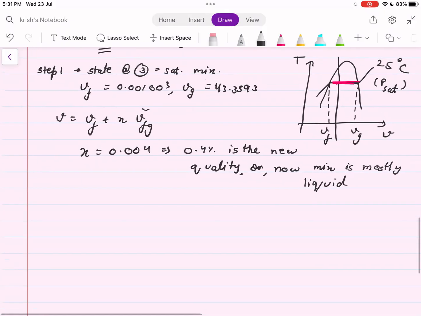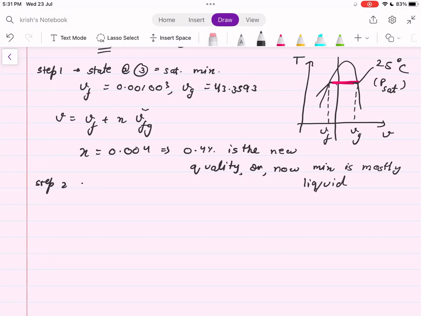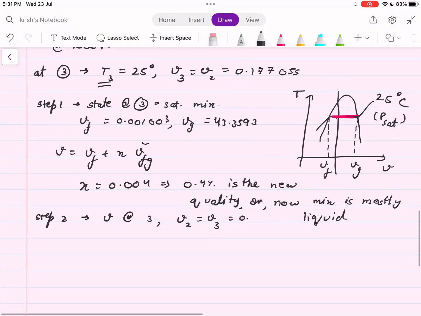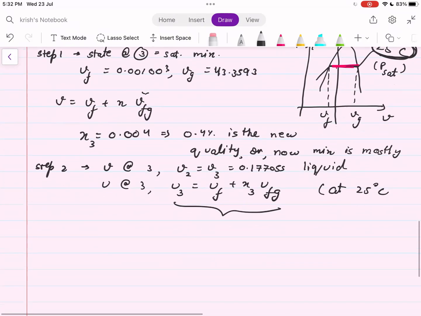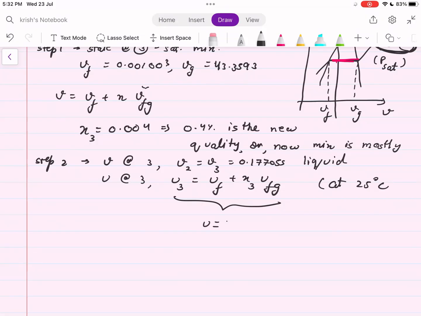Right. Again, step 2 was to find v at 3, which is already given as v2 and v3 because they are the same: 0.177055. U at 3 is again found using the formula U3 equals Uf plus x3 Ufg. Again, if you substitute the values from the tables at 25 degrees Celsius, because remember the whole thing at state 3 is happening at 25 degrees Celsius, you will get u to be 114.1 kilojoule per kilogram.